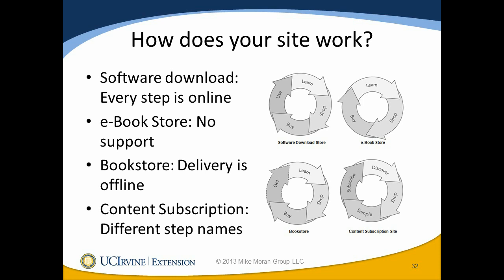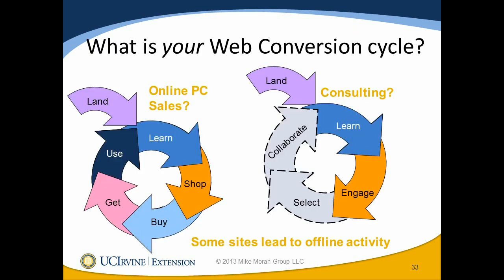And so it depends on what you're doing as to how you are going to think about what your web conversion cycle is. You can see a content subscription site looks pretty much the same as a lot of the other online models, but they just have different names because we just use different names for what it is that people were doing. So think about what your web conversion cycle is. So we talked about some of them happen online, like online PC sales. Others, like we talked about for consulting, you might engage online, you might select and collaborate offline.